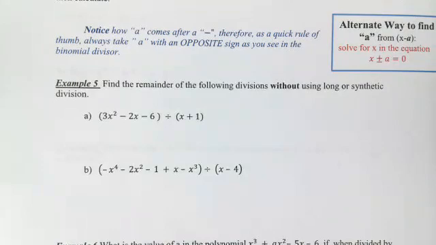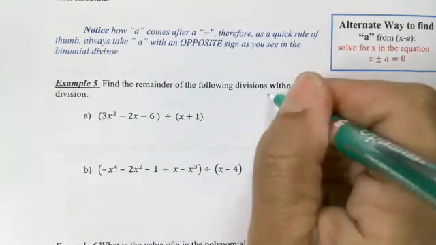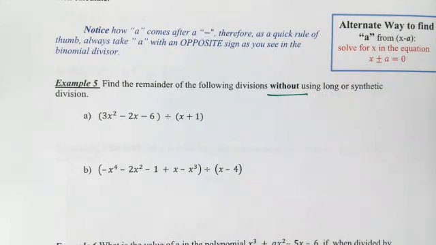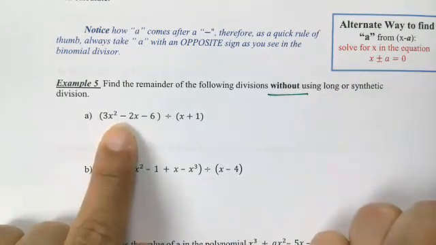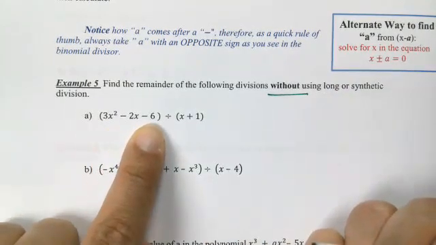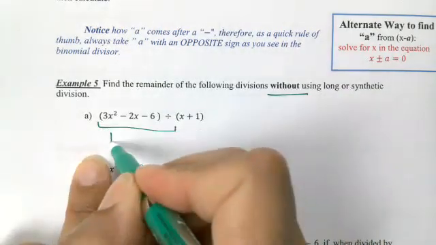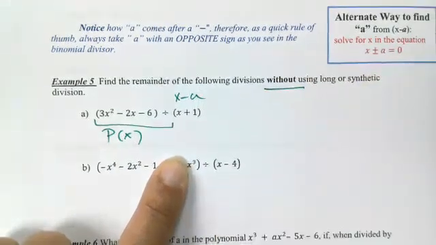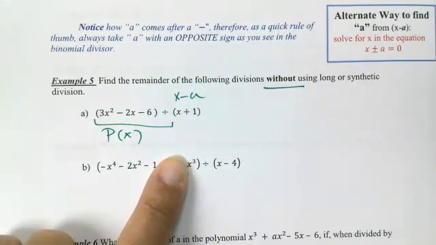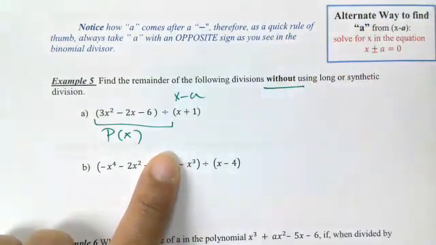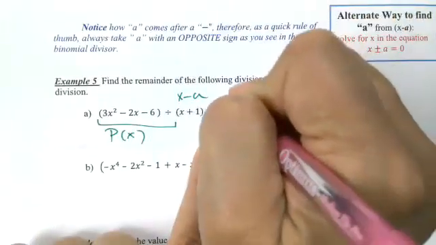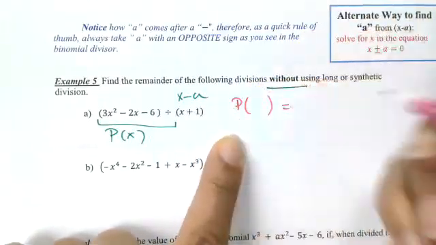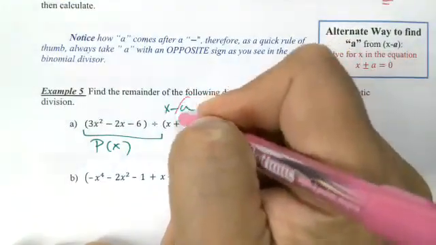Find the remainder of the following divisions without using long or synthetic division, because obviously you can find the remainder like that, doing the actual division. So we have 3x squared minus 2x minus 6. This is your p of x, and this is the binomial x minus a. So to find the remainder, all you have to do is p of what? What's the a?